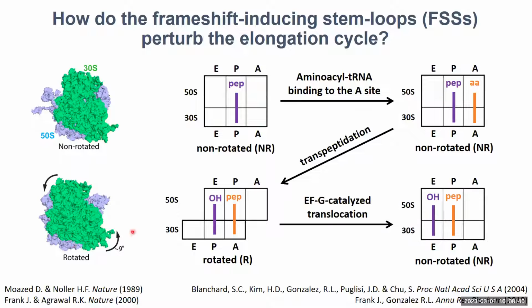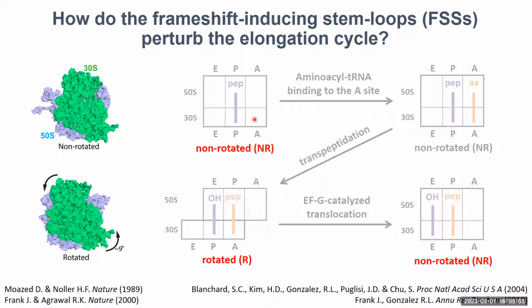And then EFG, a universally conserved protein factor, or elongation factor 2 in eukaryotes, arrives, binds to the ribosome, and catalyzes translocation in the small subunit. The tRNAs translocate from the A and P sites to the P and E sites together with messenger RNA. And importantly, the ribosome resets back into the non-rotated conformation. So the elongation cycle is accompanied by switching from non-rotated to rotated and back to non-rotated conformation.